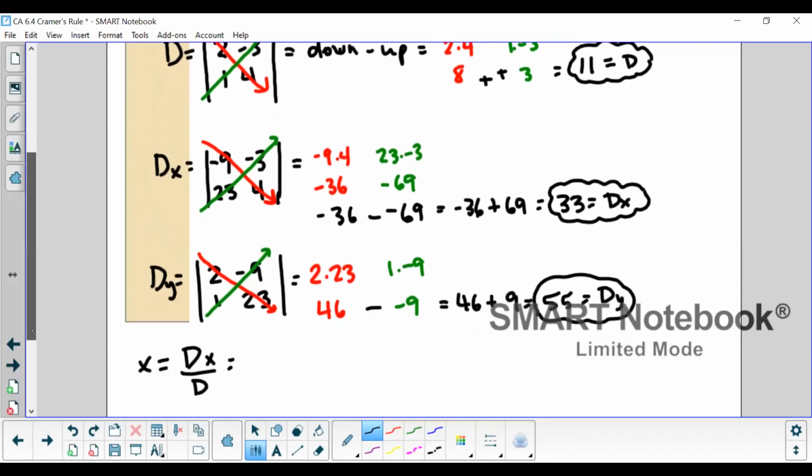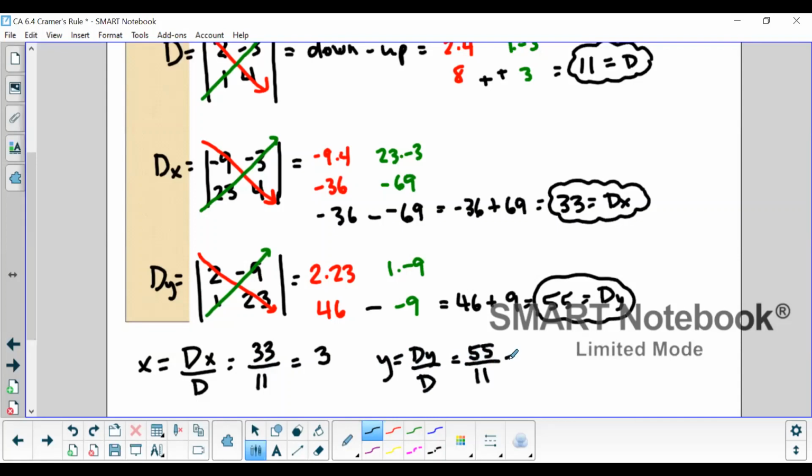And so now we can do the calculation for x. Dx was 33 divided by D, which is 11. And that's just 3. And then y is Dy over D. We calculated Dy as 55 divided by D, which is 11, and that's 5. And then our final answer is an xy ordered pair, and that would be (3, 5).